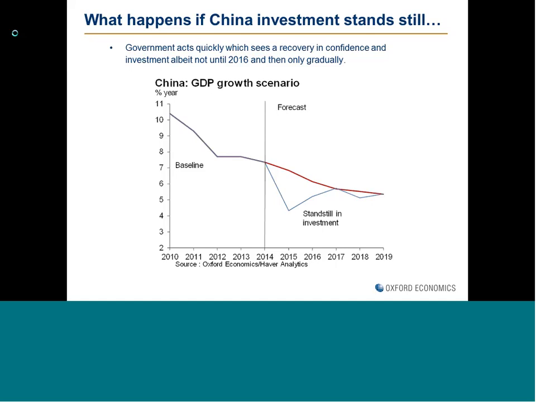Nonetheless, GDP growth in China would still slow sharply. It'd be down to about 5.2%, compared to our baseline of 6.8%. And indeed, this wouldn't be just a one-off, one-year impact. Growth would drop to 4.1% in 2016 and remain below baseline over the forecast period.